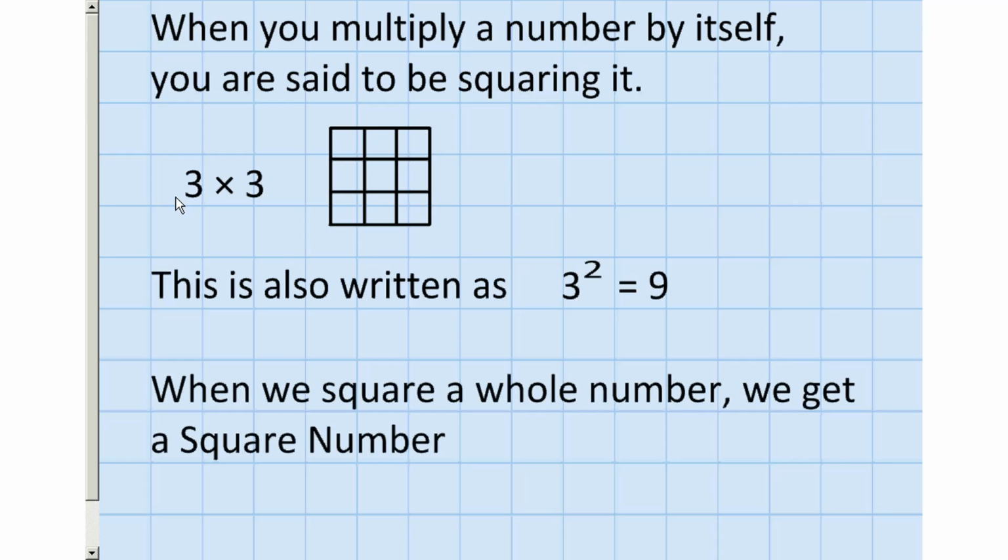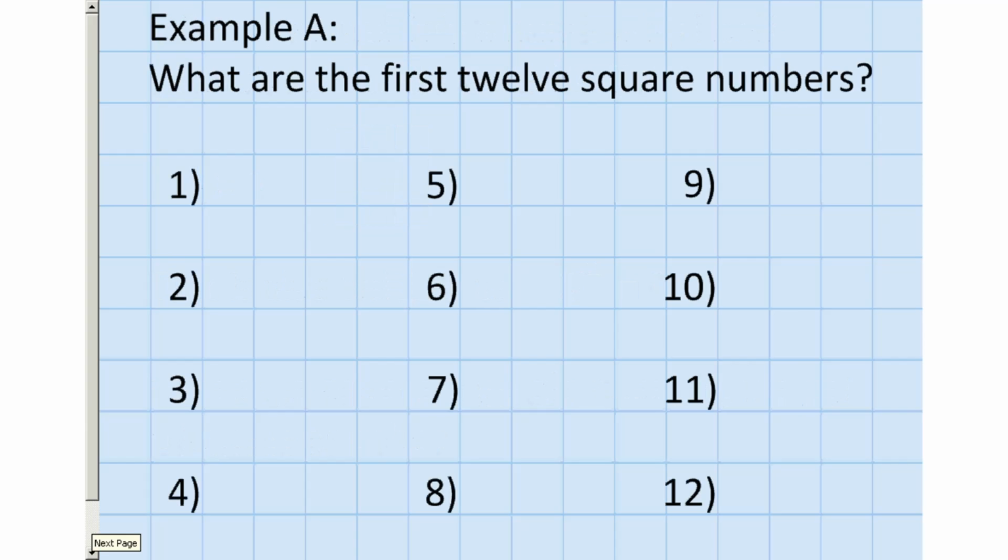Now when we square a whole number, we get a special number we call a square number. So 9 is 3 squared, it's a square number. So for the first example, we're going to find the first 12 square numbers, and these are important numbers that you have to be able to see and recognise in a list.